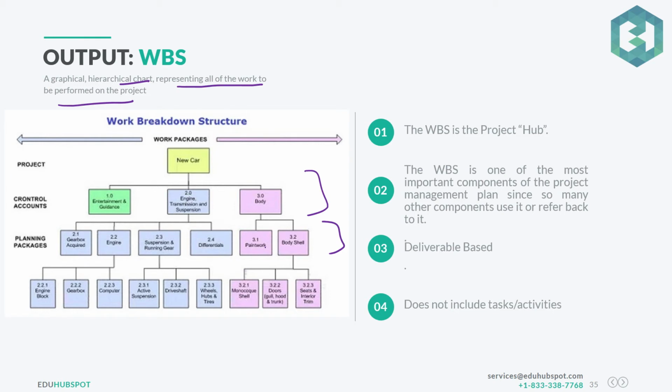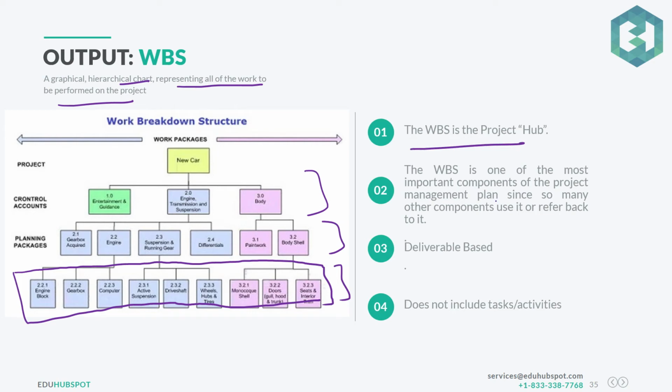So planning package is actually a part of the control account. And finally, if I decompose the planning package into much more detailed level, then I get the work package. So if you see this last one, the lowest node is known as the work package. So this is our work package. So first of all, WBS is the project hub. I've already discussed about this, that it's known as the project hub. It's also known as the 100% scope.